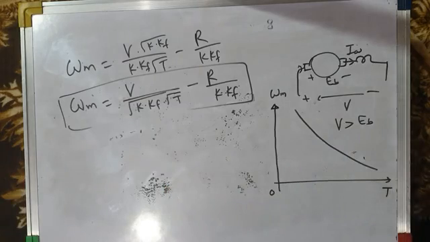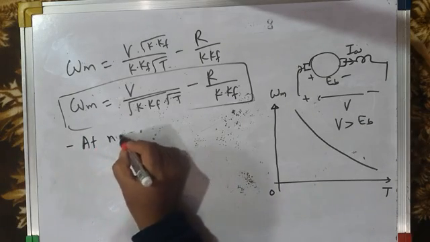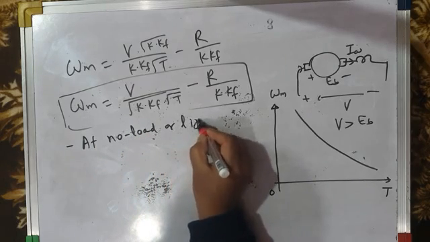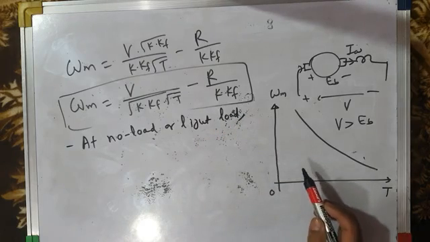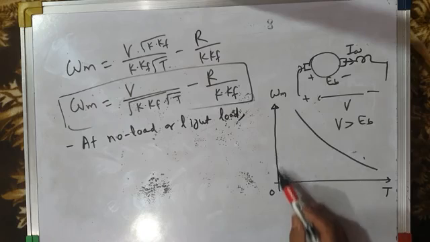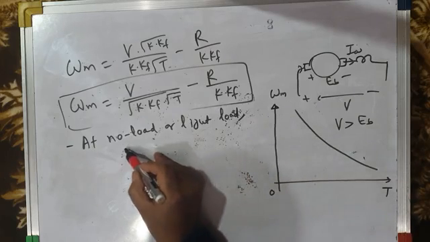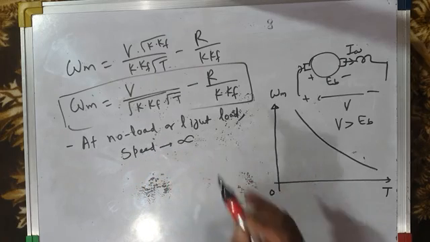One more very important point that you must know: at no load or at light load, what is the speed of the motor? At no load, the speed of the motor theoretically is infinity, a very huge, very high speed. So speed tends to infinity. It is extremely high.